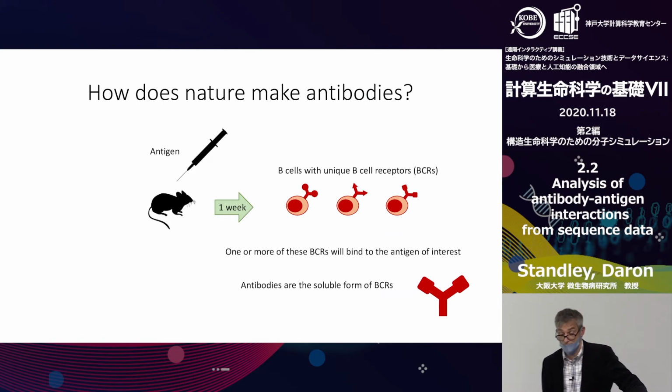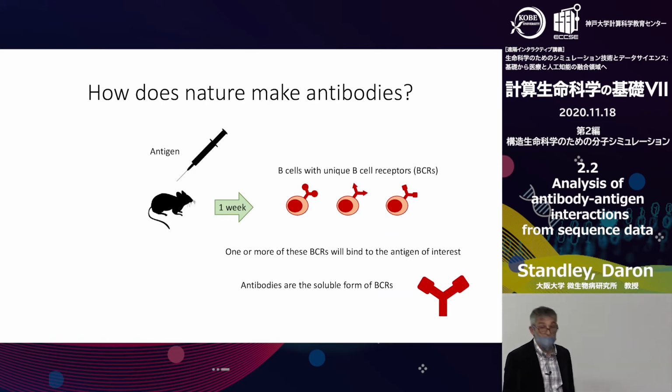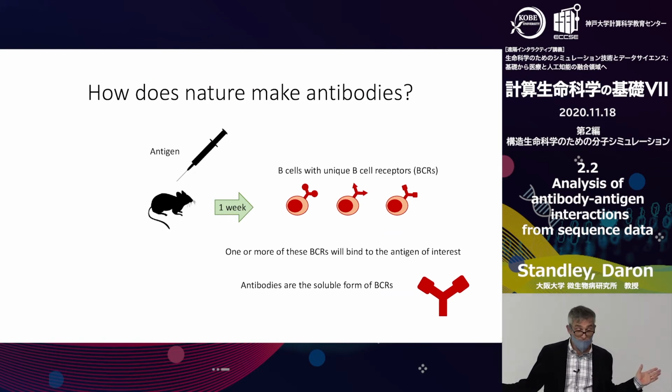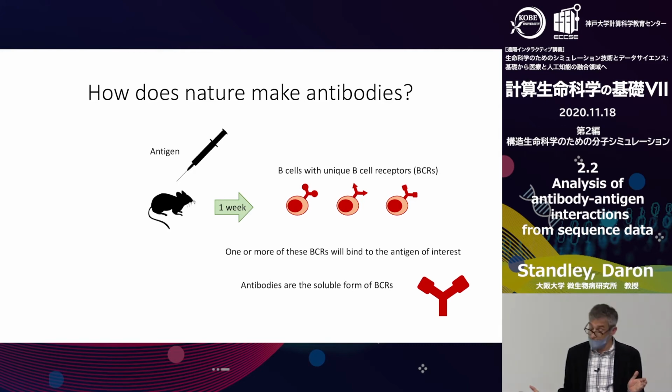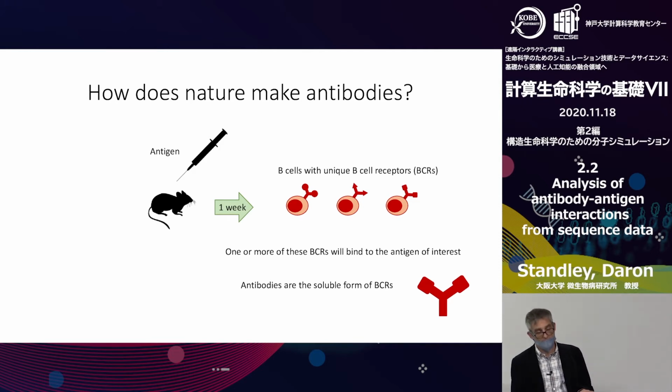So the first question is, where do antibodies come from? How does our body make antibodies? And the best answer I could make is, it's very simple. You have an antigen, you put it in an animal, and you wait about a week, and you get B cells that react to that antigen.